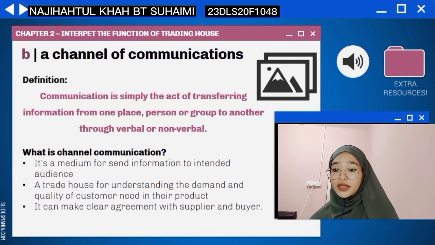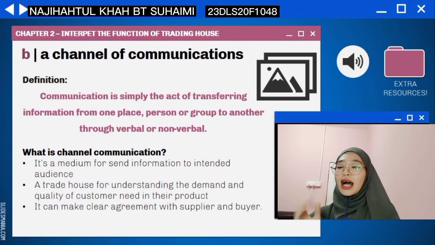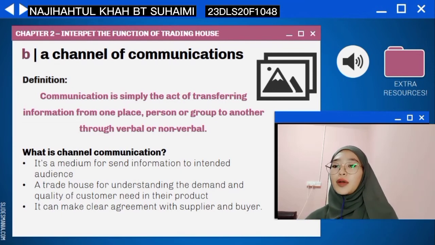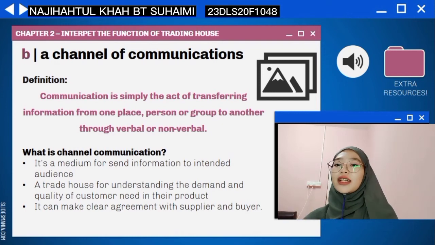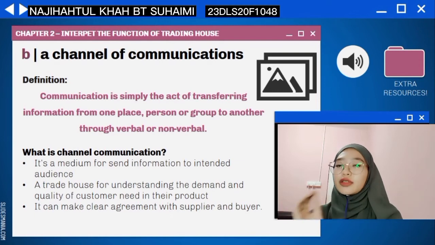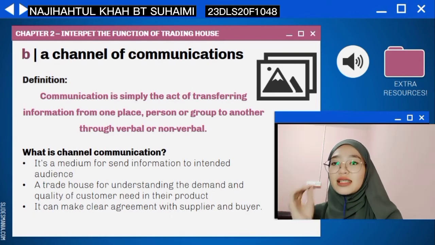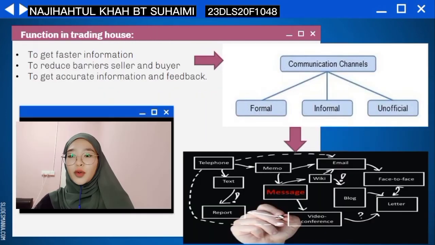What is channel communication? It's a medium for sending information to the intended audience. A trading house needs it for understanding the demand and the quality to continue in their product. It can make clear agreements between supplier and buyer. Channel communication is a platform to communicate across the country, to represent the business deal, even with another country. So this is a function in a trading house.